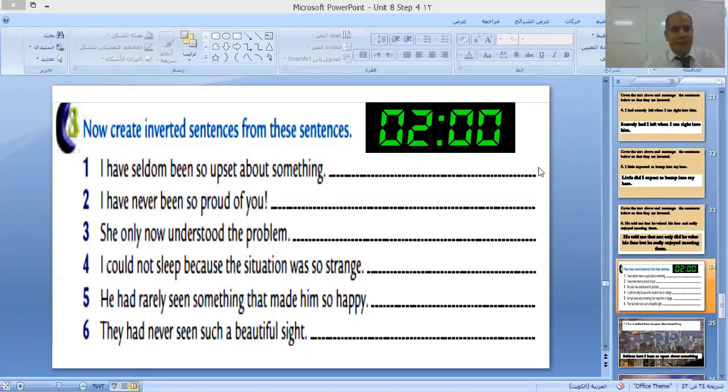I have seldom been so upset about something. Inverted: Seldom have I been so upset about something. Begin with the adverb, then the auxiliary have, then the subject I. Seldom have I been so upset about something. The second one: I have never been so proud of you. Inverted: Never have I been so proud of you.